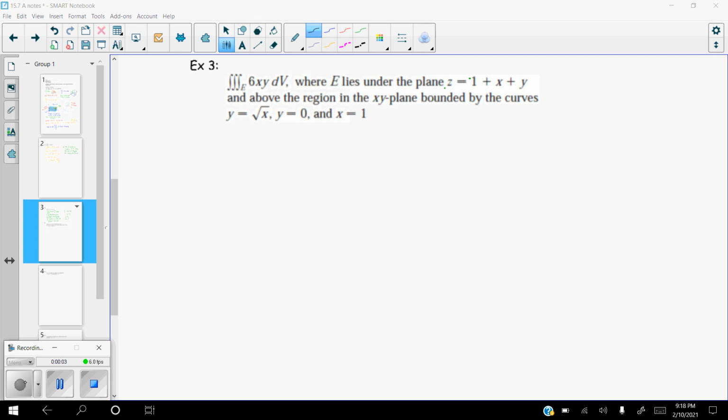All right, so this is 15.7a, video 2. At the end of the last video, we did a problem very similar to this one. It was the same density function, 6xy.